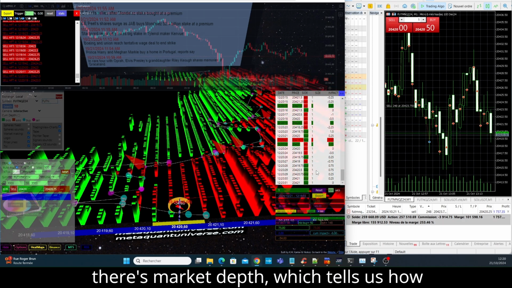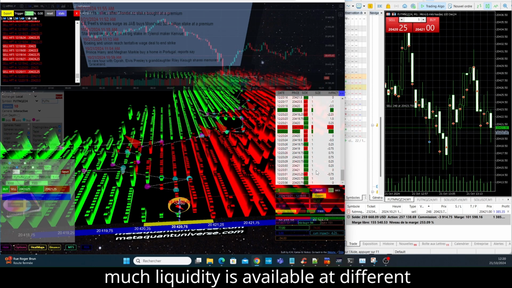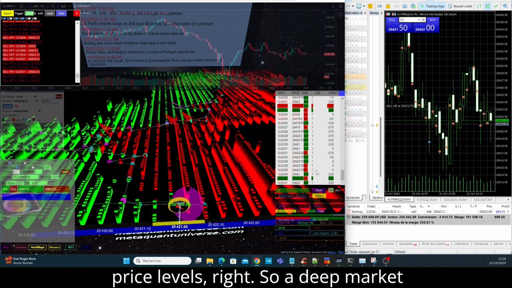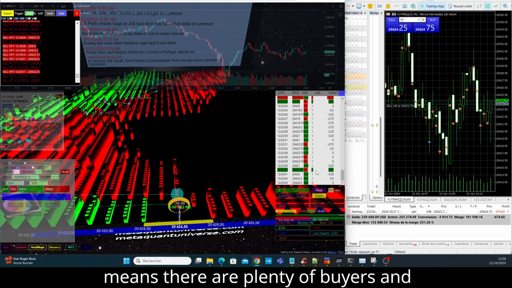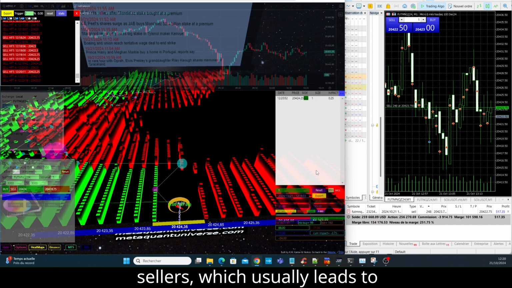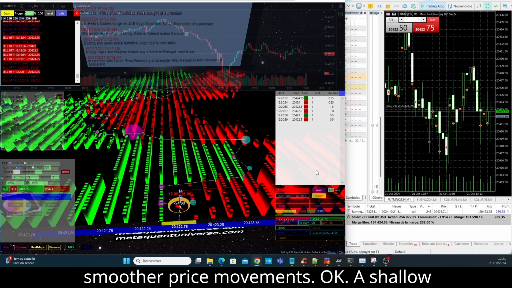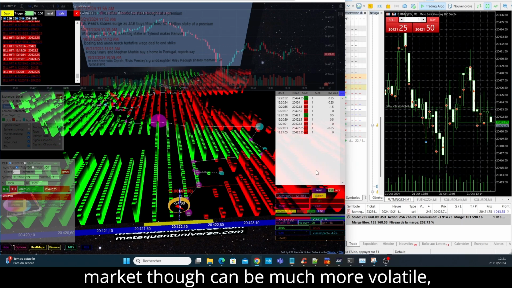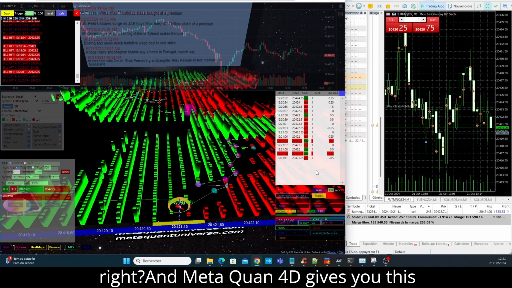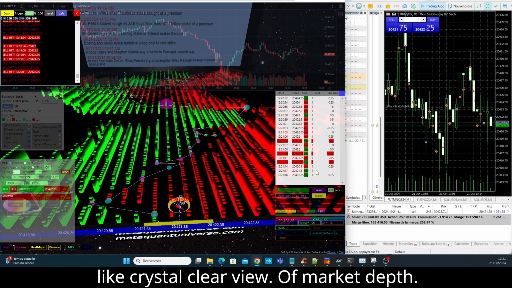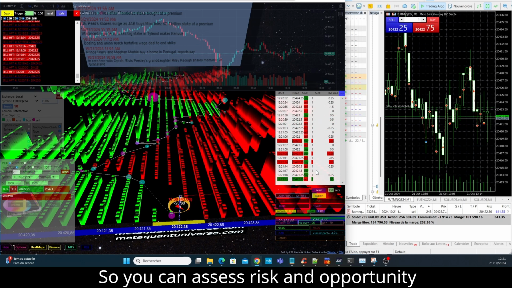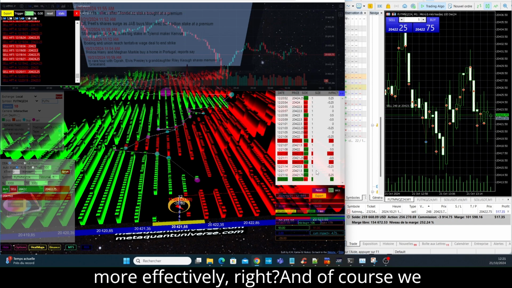And then there's market depth. Which tells us how much liquidity is available at different price levels. So a deep market means there are plenty of buyers and sellers, which usually leads to smoother price movements. A shallow market, though, can be much more volatile. And MetaQuant 4D gives you this crystal clear view of market depth, so you can assess risk and opportunity more effectively.